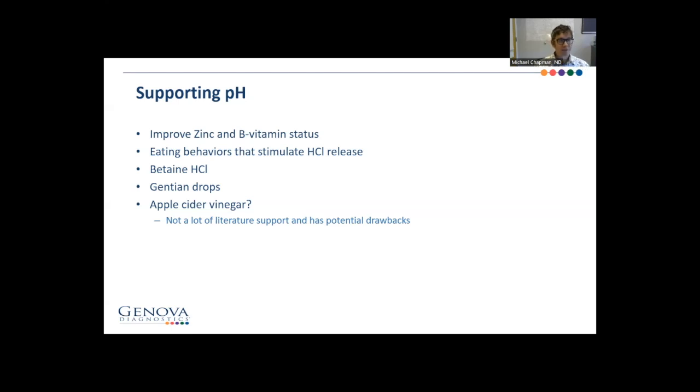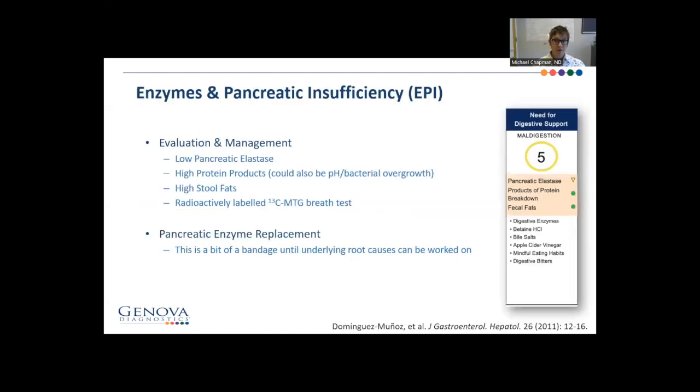So apple cider vinegar, there's not a lot of literature to support. I have found that apple cider vinegar in my empiric clinical practice does tend to work in supporting people's digestion. However, it's a little counterintuitive because apple cider vinegar is actually not as acidic as somebody's natural stomach pH. So I don't have a mechanism for maybe why that could be helping to increase HCl production, but I have seen some benefit in using it. All right, so that's the pH side.